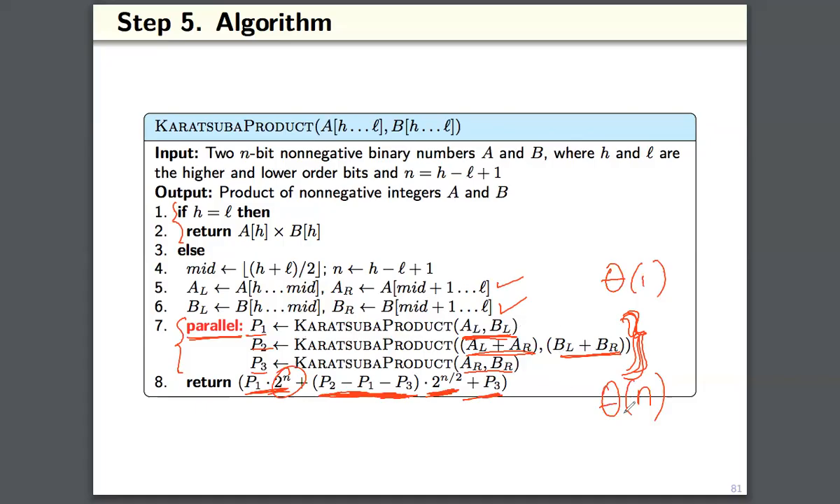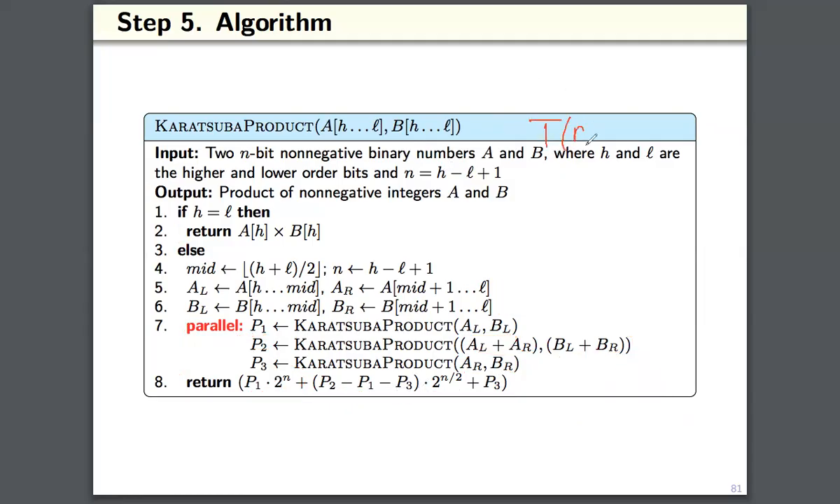You're not changing anything here. So divide step, same. Conquer step, theta n. You're not changing this. What is the change then? The change is instead of 4 times n by 2, it's 3 times n by 2. Instead of 4 calls, you have 3 calls. So you successfully reduce the number of function calls by 1.